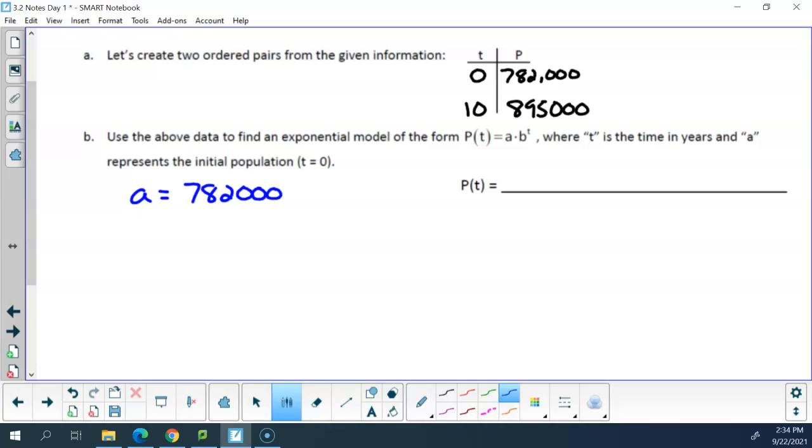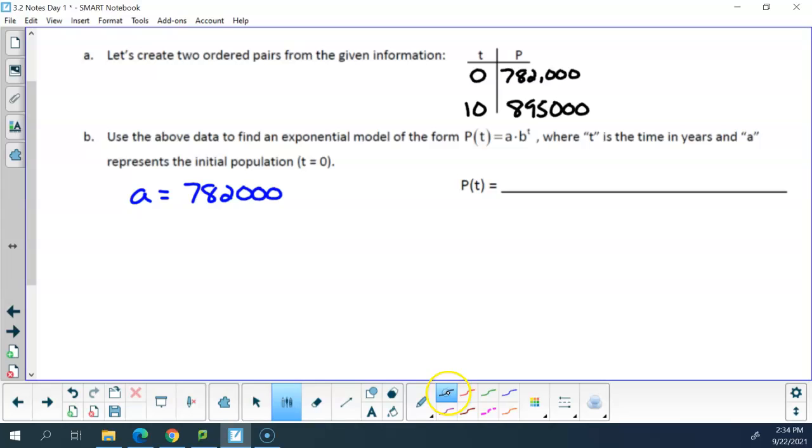Okay. We know A. Do we know B? No. So we've got to find B, right? We've used the first data point. Now let's use the second data point.